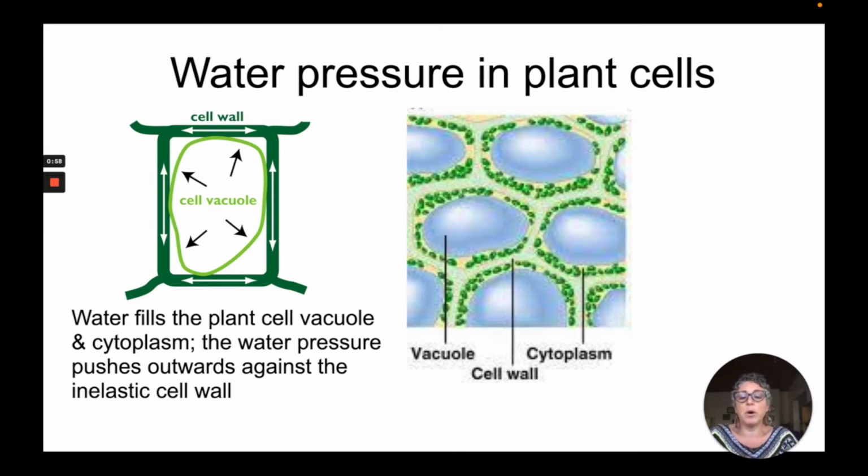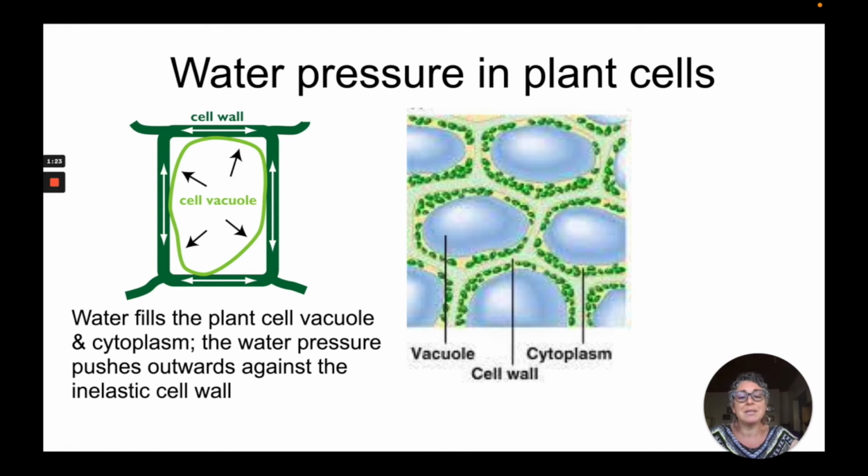So water fills the plant cell vacuole and the cytoplasm. This creates water pressure that's pushing outward against the cell wall. Now, while the cell wall is totally permeable, it is inelastic. That means it's not going to stretch very much or give way to the pressure. So it's really going to hold firm onto that plant cell. Therefore, the plant cell won't explode because it's full of water.